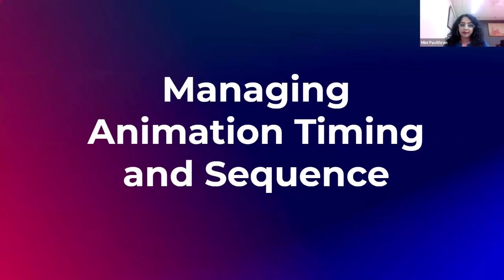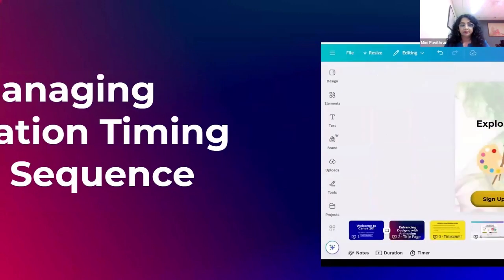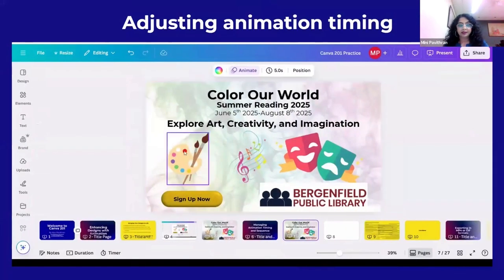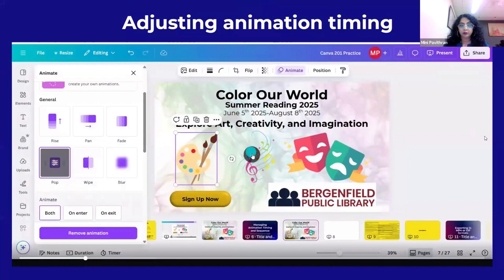So now let's discuss managing animation timing and sequence for smoother flow. Again, here's another demo of adjusting animation timing to control element appearance. Now I'm going to pause here for a second. I want all these elements to appear one at a time, not together. So right now I'm going to select an element, right click on it, and it's going to allow me to make changes to the timing of those elements.